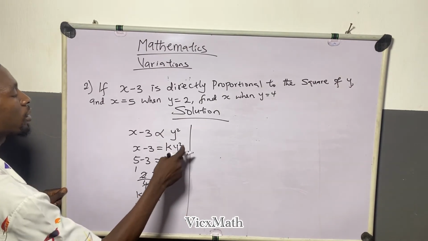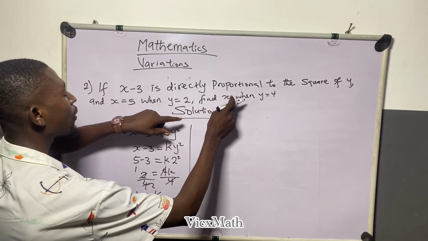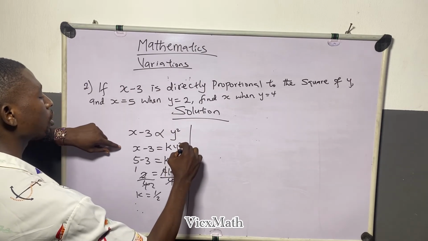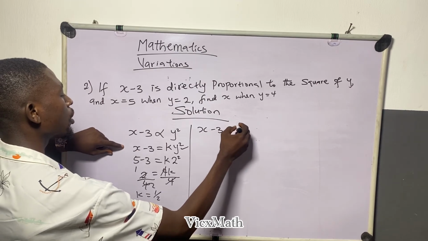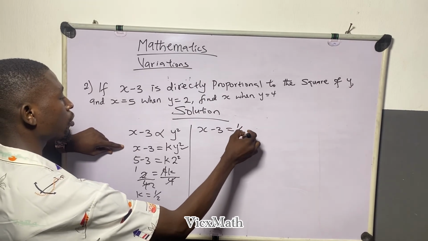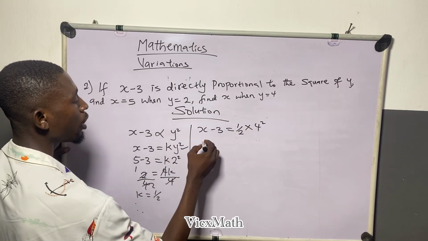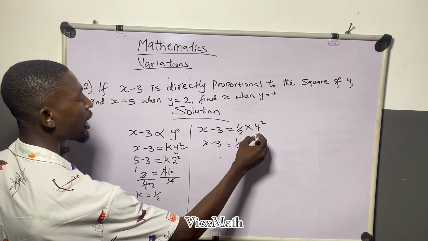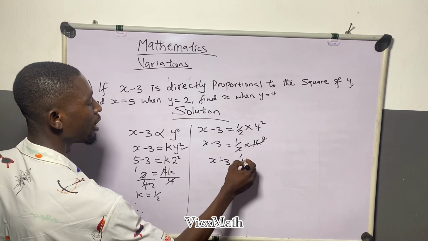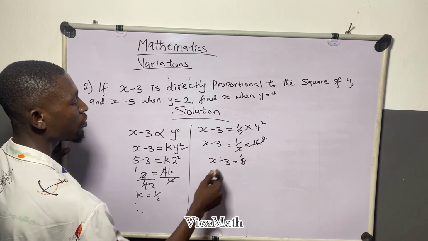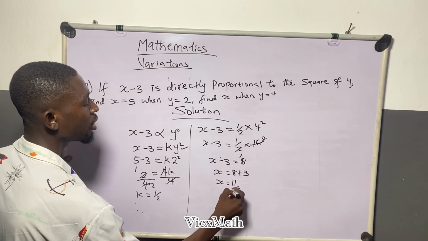Therefore, anywhere you see k, you represent it with 1 over 2. We'll now find x. We are going back to this place now. Find x when y is 4. Remember that we have x minus 3 is equal to k times y squared. What is our k? 1 over 2 times 4 raised to the power 2. Then x minus 3 is equal to 1 over 2 times 16. 2 here is 1, 2 here is 8. So we have x minus 3 is equal to 8. 1 times 8 is 8. When this crosses the equality sign, it becomes minus. So we have x is equal to 8 plus 3. So x is equal to 11. As simple as that.